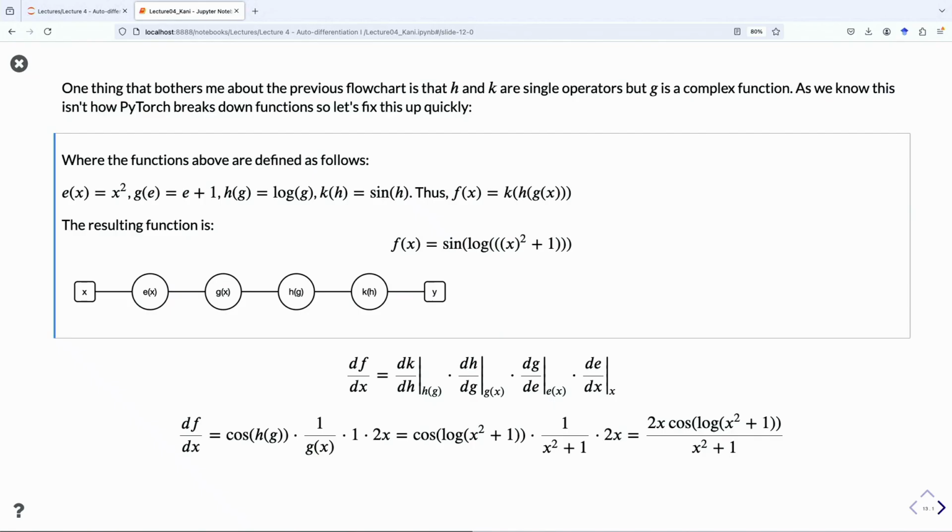So since no e is in there, we don't need to add in e at all. So the derivative of g with respect to e is simply equal to 1. And then we take the derivative of e with respect to x. What is that? The derivative of e with respect to x is simply 2x. So in this case, we just add in 2x. And so the derivative of f with respect to x is 2x cosine of log of x squared plus 1 over x squared plus 1. Make sense? That seems reasonable.